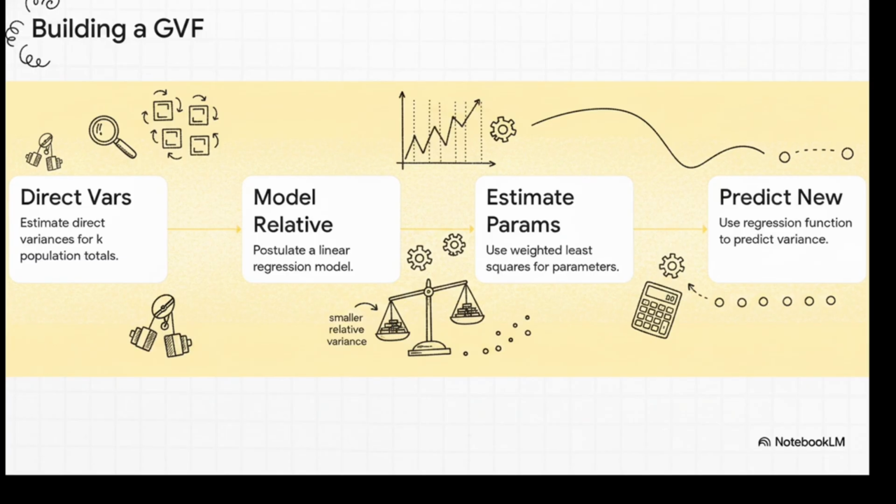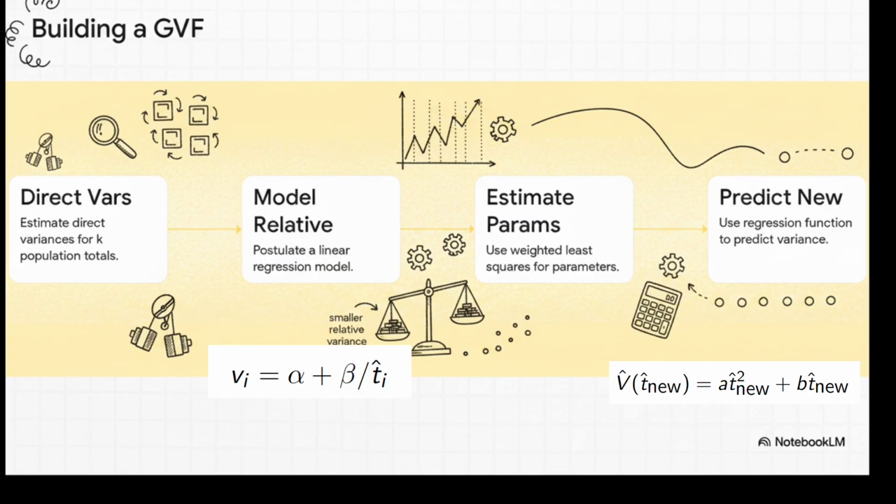So, how does an agency actually derive those A and B coefficients? They follow Valliant's 4-step algorithm. Step 1, they do the heavy lifting. They estimate direct variances using replication for a specific subset of K key totals. Step 2, postulate the relative variances model. Step 3, run a weighted least squares regression on those K estimates to find the A and B coefficients. They actually give more weight to items with smaller relative variance here. Finally, step 4, use that smooth, flexible regression function to predict the variance for any new statistic you want.